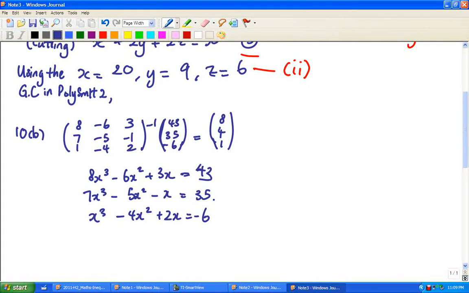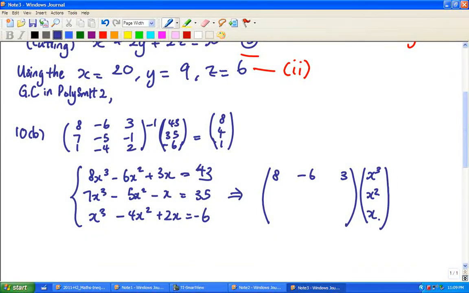So what I can do is rewrite this system of linear equations into matrix form as follows. Since I have the coefficients 8, negative 6, and 3 on each of my variables x cubed, x squared, and x, I can write it in this manner, and the other two equations accordingly as well. So this system of linear equations can be rewritten as this matrix equation as shown.